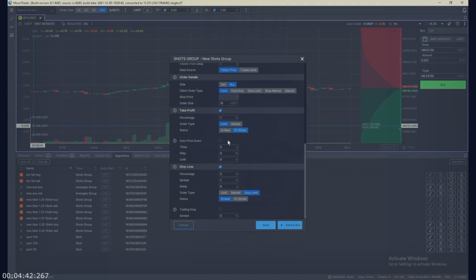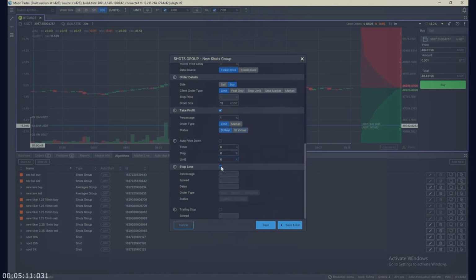If you are going to use take profit auto price down, then you put a tick on the auto price down option. In the timer line, we set the delay in seconds until take profit goes down to the current price. This value will be used for the first step and for all following steps. Step says the percentage value of the step by which take profit is approaching the initial price. Limit says the lowest limit as a percentage of the initial order to which take profit will decrease and stop.